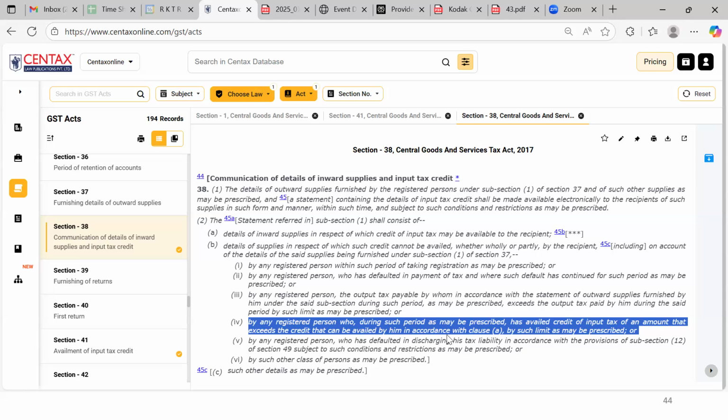And here, if we read, the law is going to provide the percentage. Like what we read in Rule 36(4), that is 20%, 10%, and 5%, a similar kind of percentage they may require to give here also. And if it exceeds that percentage, then the recipient will not be eligible to take the input tax credit, or ITC will be restricted.